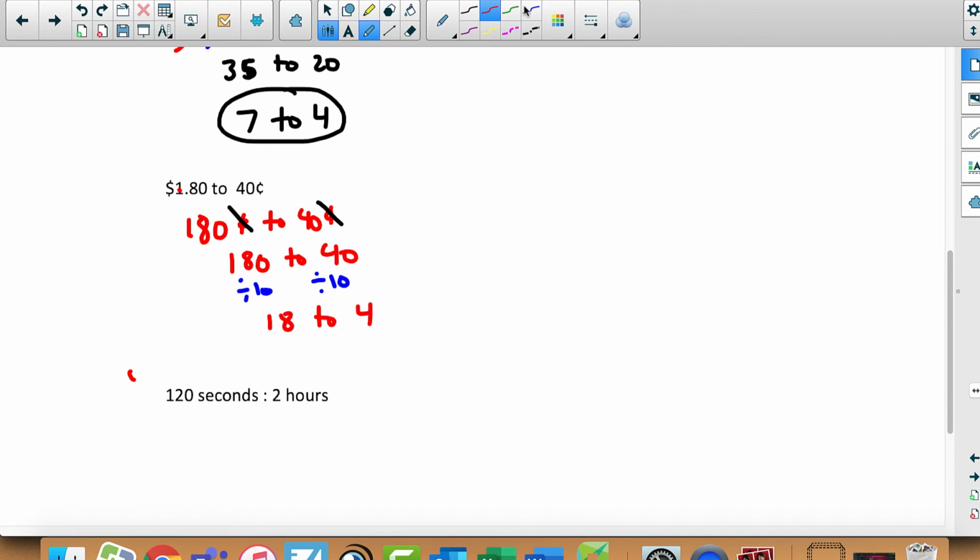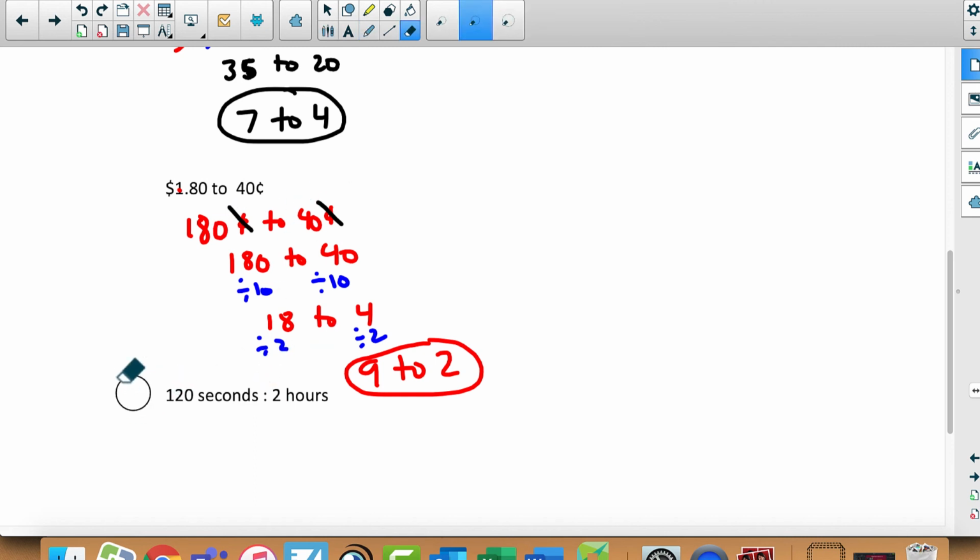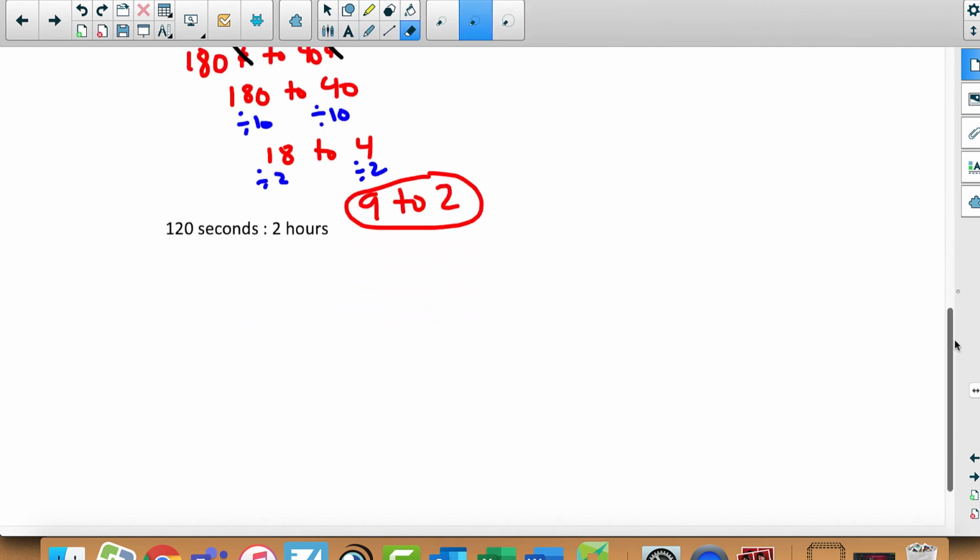18 and 4 are both even. What can you divide those by? 2. So once we do this, I think we'll be in lowest terms. 18 divided by 2 is 9, and 4 divided by 2 is 2. So 9 to 2 is our answer. It's in lowest terms. You could have divided by 20 and done this in one step, but it's okay to take 2 or 3 steps. Don't worry about it.